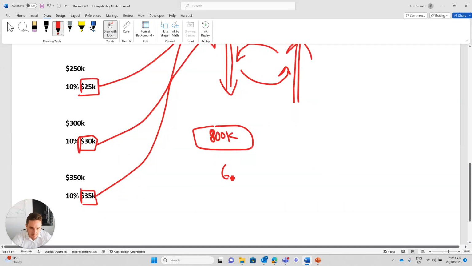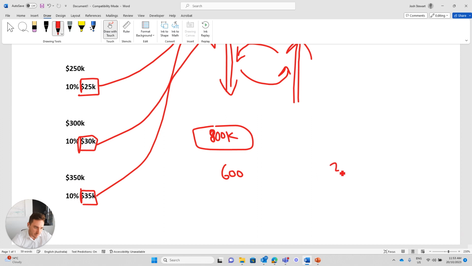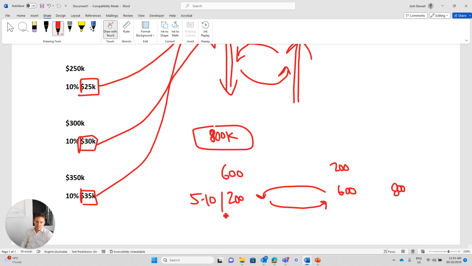But when we started, we had 600 here and we had 200 here. And then after 5 years or 5 to 10 years or something like that, we now owe 200,000 here and we owe 600,000 here. Okay, we still owe 800,000, but what we've done is we've recycled this debt. We've been able to pay this side down quicker, but we've increased this side here to give us that tax deductible debt.